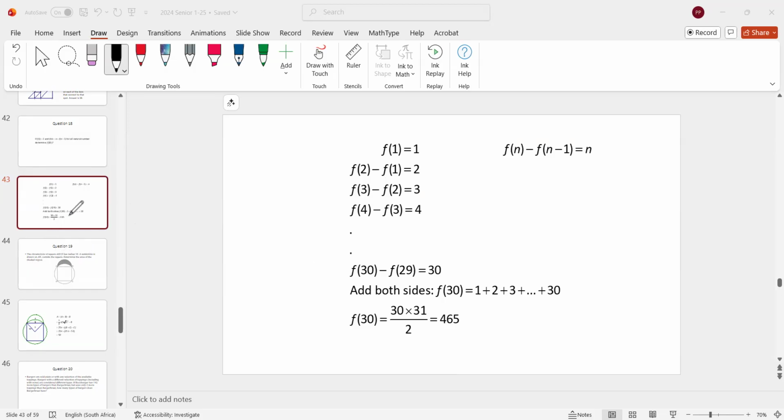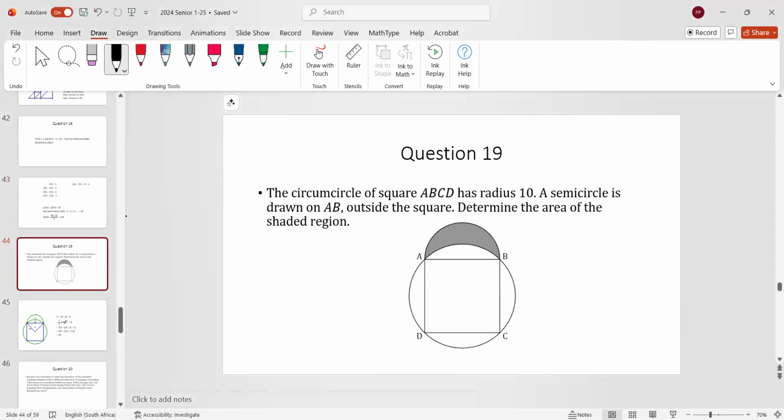Let's get on to the next problem, which is question 19. The circumcircle means the circumscribed circle of square ABCD. And you see here, there's your ABCD, and you've got a circle which circumscribes. In other words, it contains the 4 vertices of that square. So you've got a square, and a circle which goes around it, and that has radius 10.